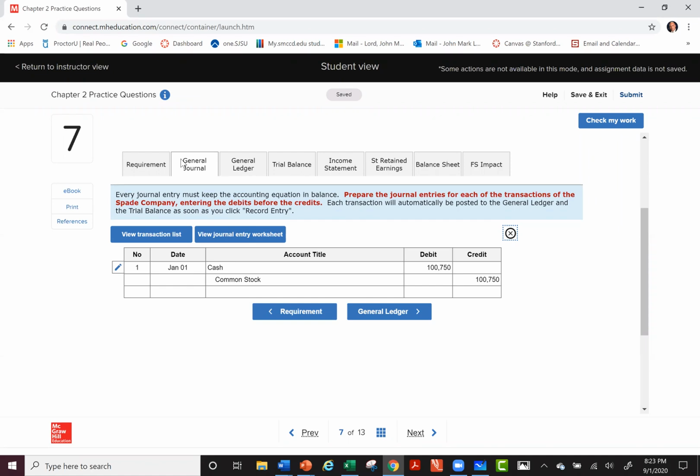It'll go, and you'll go, why won't this go through? And if the computer could talk, it would say, you made a mistake. You don't know what you're doing. Your debits don't equal your credits. It won't accept the transaction if you don't have your debits and credits balanced.